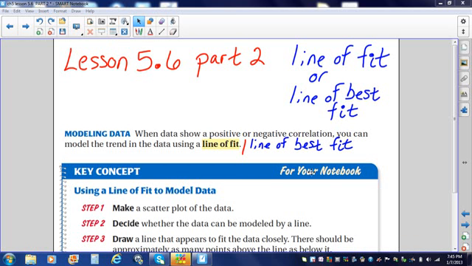Alright guys, today's podcast we're going to talk about a line of fit, or sometimes it's referred to as a line of best fit. We talked about scatter plots yesterday. Scatter plots show a positive correlation, positive slope, negative correlation, negative slope, or no correlation. In today's podcast, we're going to talk about a line of fit or a line of best fit. So let's take a look at an example, and I think it'll make sense by the end of our podcast.